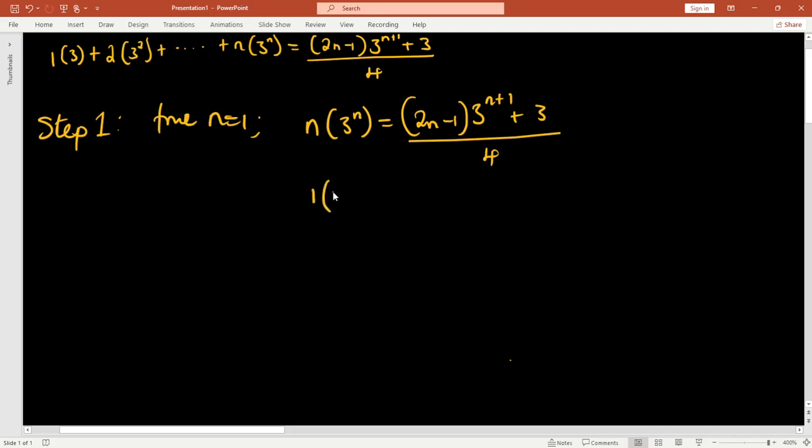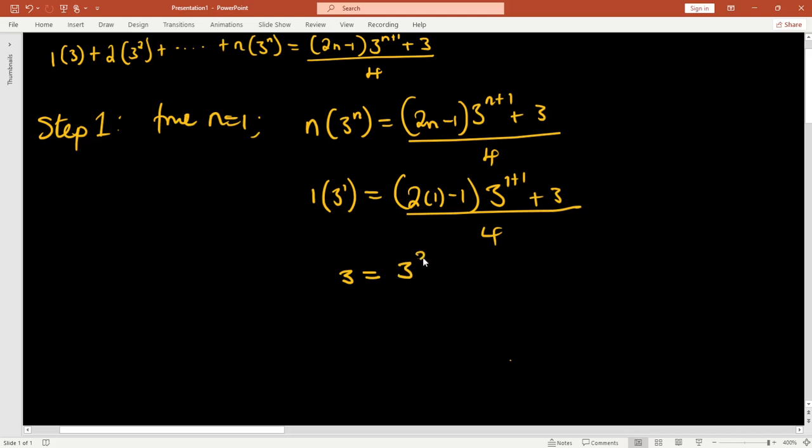We're going to have 1 open brackets 3 to the power 1 equal to open brackets 2 multiplied by 1 minus 1, 3 to the power 1 plus 1 plus 3 divided by 4. So 3 to the power 1 is just 3. This will be equal to, 2 times 1 is 2 minus 1, you just get 1. So if we multiply by anything here, we're simply going to get whatever we multiply with. So there we're going to have 3 to the power 2 plus 3 divided by 4.